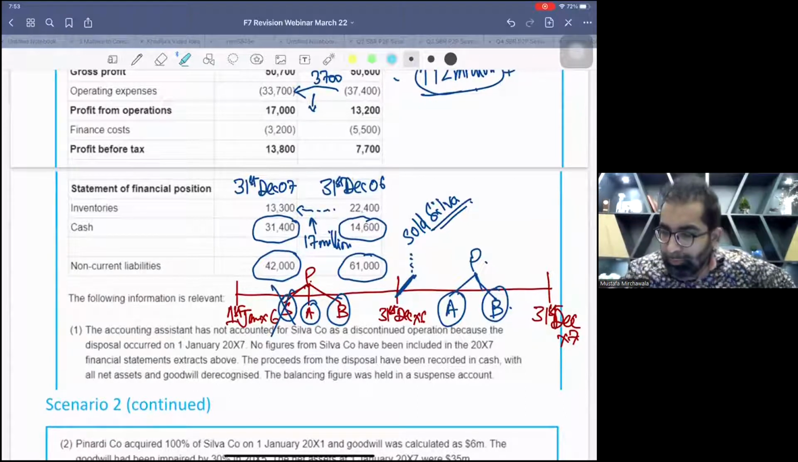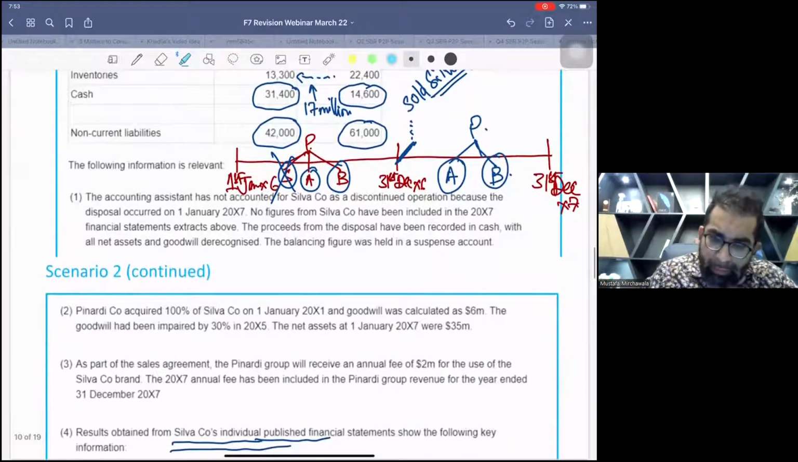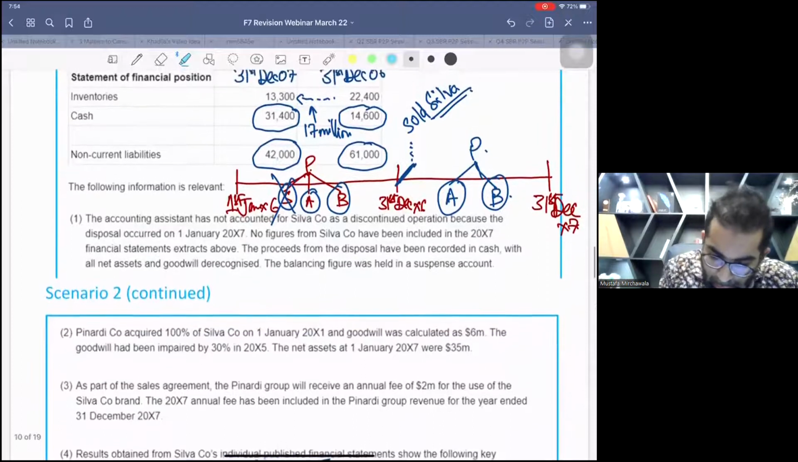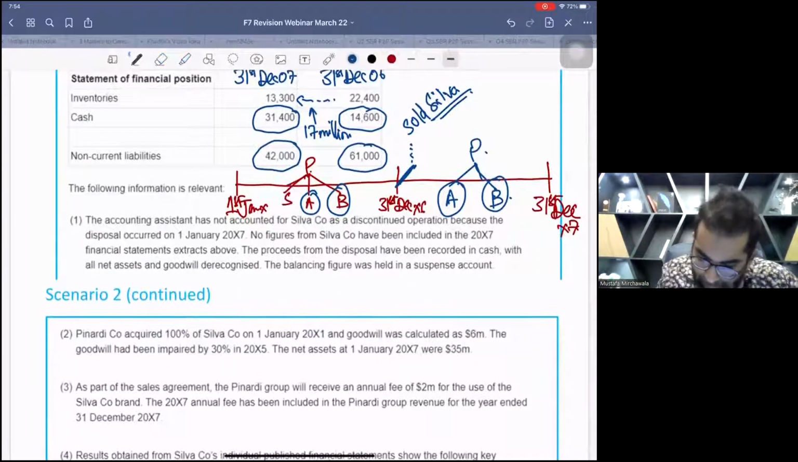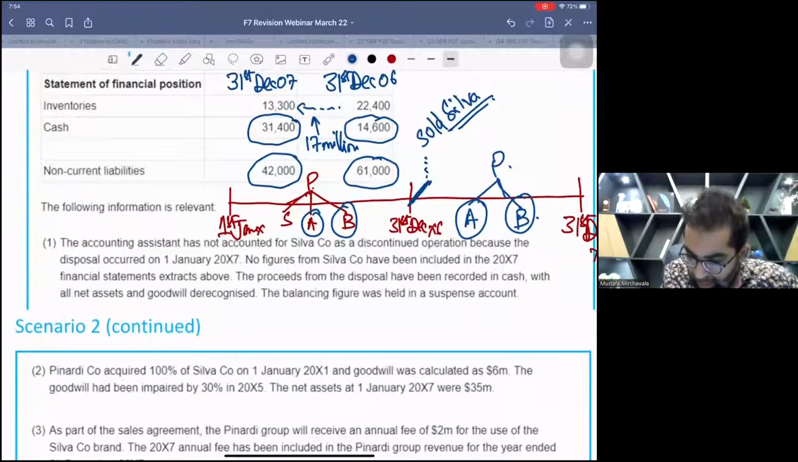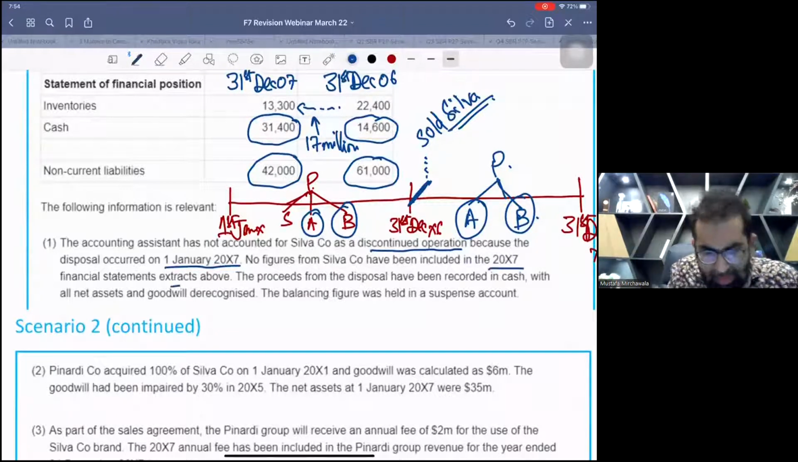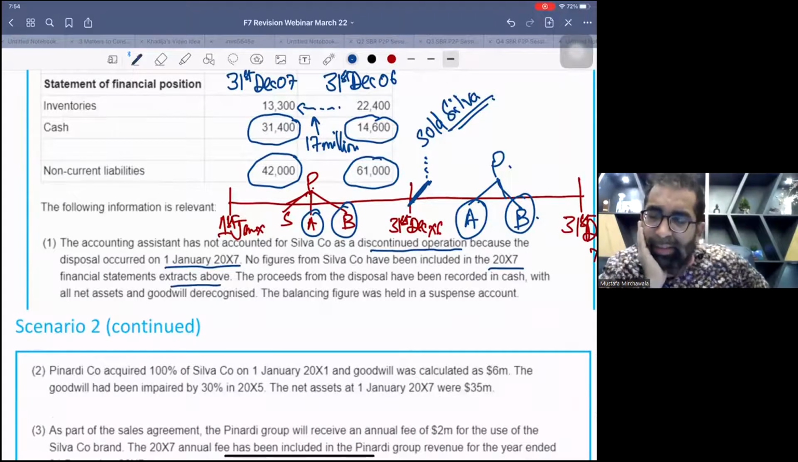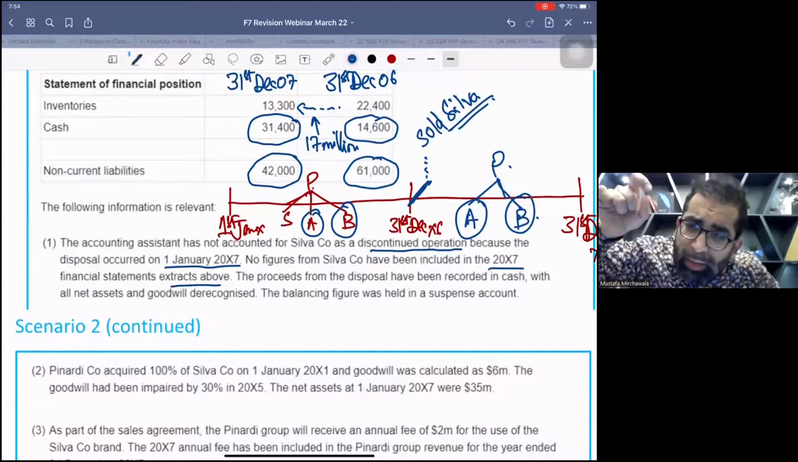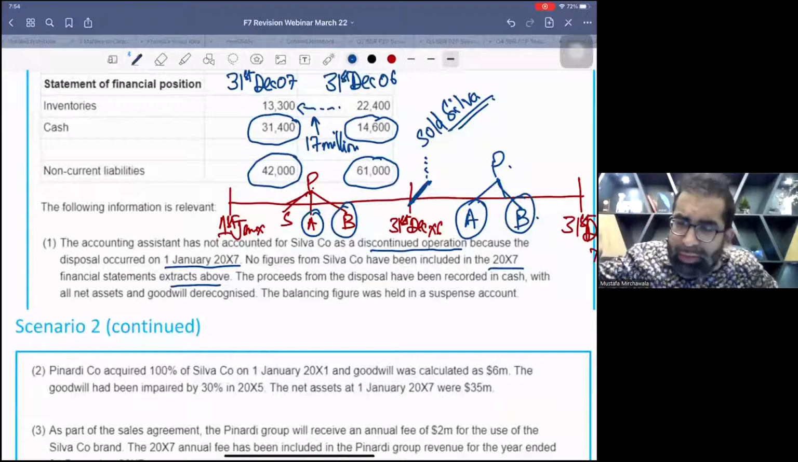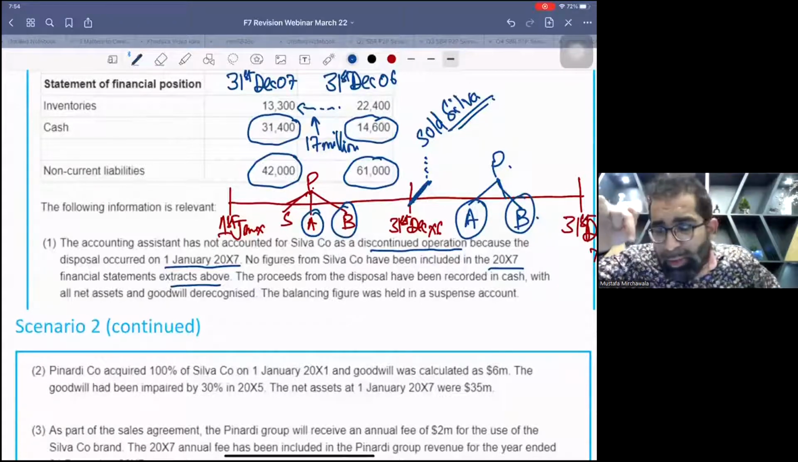Okay, right now, the next thing. The accounting assistant has not accounted for Silva as a discontinued operation because the disposal occurred on 1st January X7. So no figures from Silva have been included in the 2007 financial statement extracts above. Look here. The accounting assistant is saying that obviously we sold the running business on the first day.